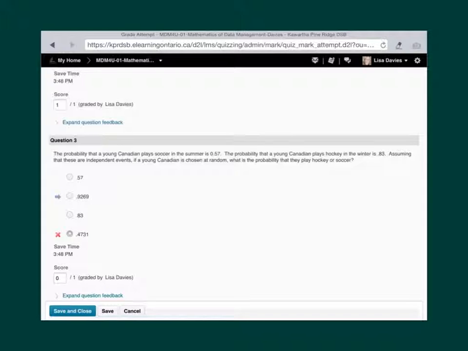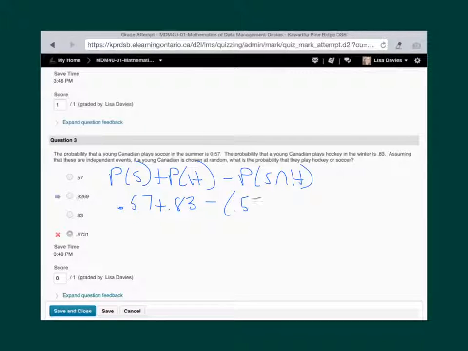The first is this question about the soccer and the hockey, and I think what you missed here was the idea that those two events are not mutually exclusive. So if we take the probability of playing soccer plus the probability of playing hockey, then we also need to minus the probability that that particular person plays soccer and hockey. And so you end up with 0.57 plus 0.83 minus the product of those two probabilities, and that puts you at the 0.9263.